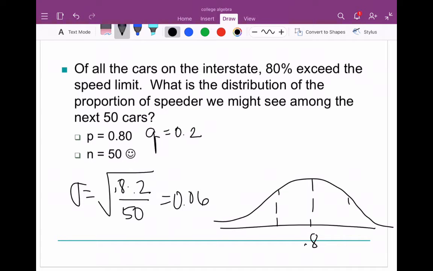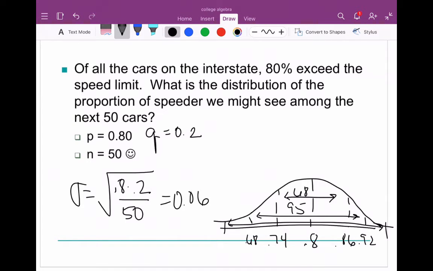Then we're going to draw the normal model where our center is our proportion at 0.8. And we're going to have 68% fall within one standard deviation, so from 0.74 to 0.86. 95% fall within two standard deviations, so 0.68 to 0.92. And then 99.7% fall within three standard deviations, which would be from 0.62 to 0.98. So whenever they're asking you for what the distribution would be, you can just go ahead and use the 68, 95, 99.7 rule to show that distribution.